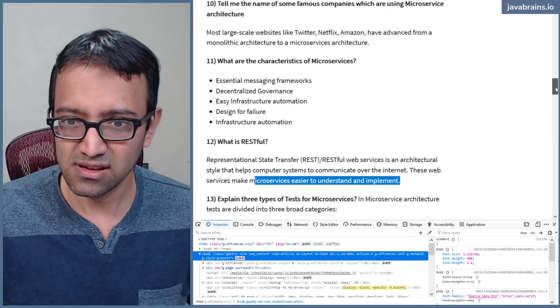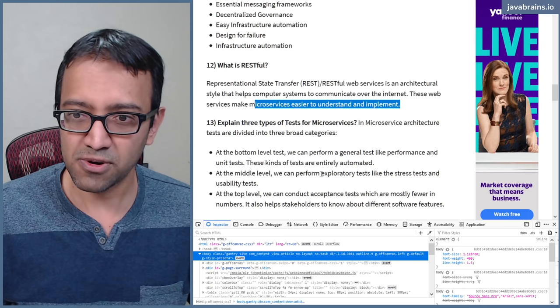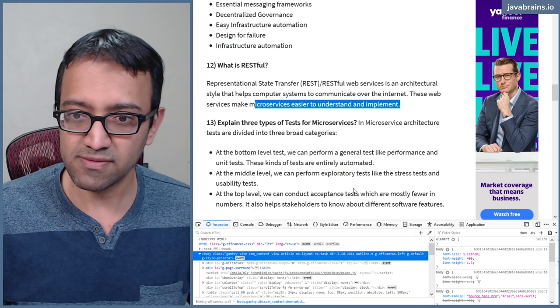At the bottom level test, we can perform a general test like performance and unit tests. These tests are entirely automated. Middle level, we can perform extra exploratory tests like stress tests, usability tests. Top level, we conduct acceptance tests, which are mostly fewer in number.